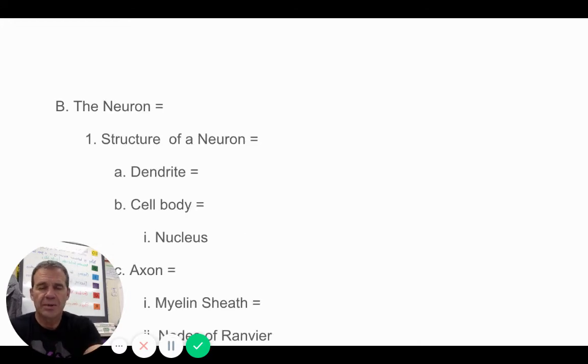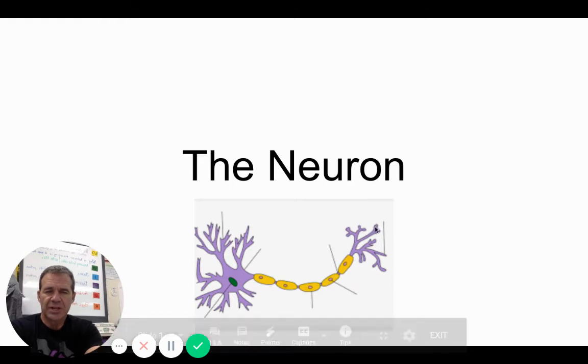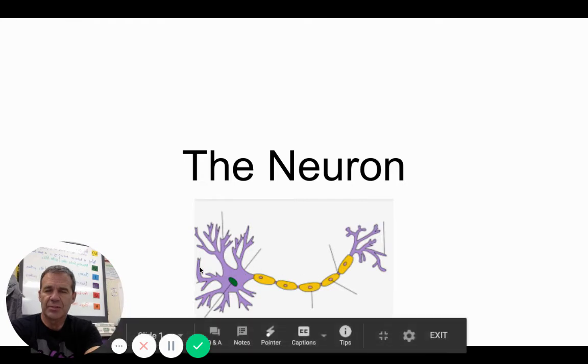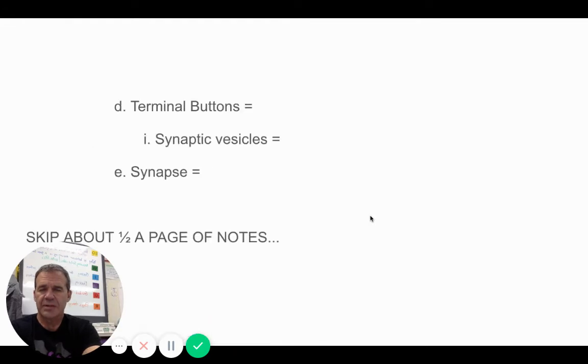So going back again here, these are what we would call the terminal buttons. And at the end of these branches, we would see these vesicles, okay? And if the neural impulse, again, is strong enough to travel, it'll get to this terminal button. The synaptic vesicle will release the neurotransmitters across that synapse, okay?